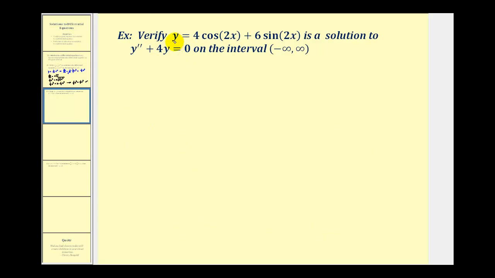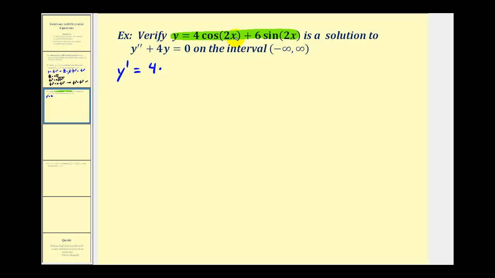Now we want to verify that y equals 4 cosine 2x plus 6 sine 2x is a solution to y double prime plus 4y equals 0. Notice to verify this, we'll have to find y double prime, but to find y double prime, we'll first have to find y prime. So given y, let's find y prime. y prime is going to be equal to 4 times the derivative of cosine 2x, which will require the chain rule because we have a composite function here where the inner function is 2x.